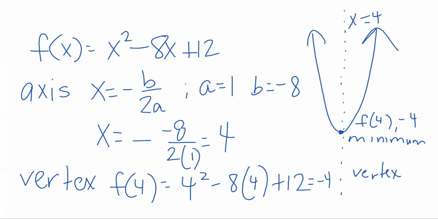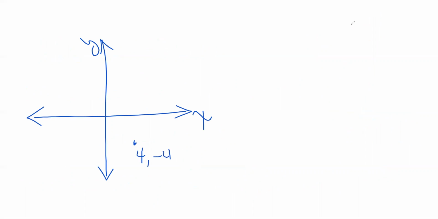So in this quadratic situation, the axis of symmetry is at 4 and the vertex is at negative 4. Now we know a little bit of information about the graph. Let's summarize what we have so far. If we put this on a coordinate plane formally, we'd know that the graph has a low point of 4, negative 4.